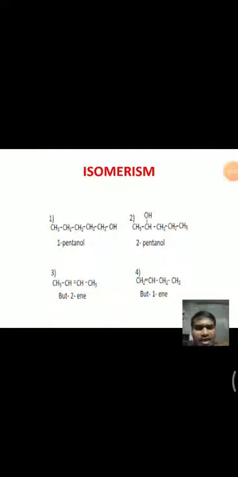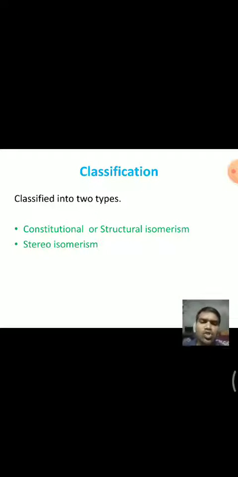Then coming to the classification, isomerism is mainly classified into two types. The first one is constitutional isomerism, also called structural isomerism, and the second one is stereoisomerism. That means it is broadly classified into two types. In this class we are going to learn only structural isomerism or constitutional isomerism. In the next class we will go through stereoisomerism.